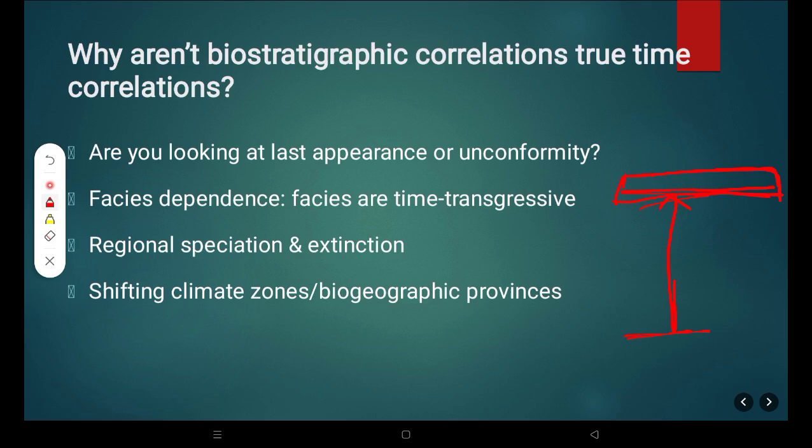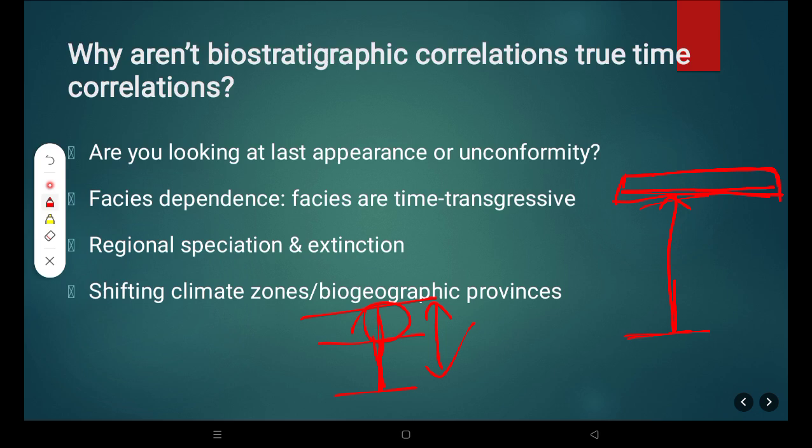Then facies dependence. Biostratigraphic zones are facies dependent. Suppose in one shale we are getting shale facies, so microfossils will be there. Then suddenly the facies change, like from shale to sandstone. In sandstone we cannot get the microfossils. So how can we say that the fossil will not be there? The fossil will be there, but as the facies is changing, there will not be availability of the fossil.